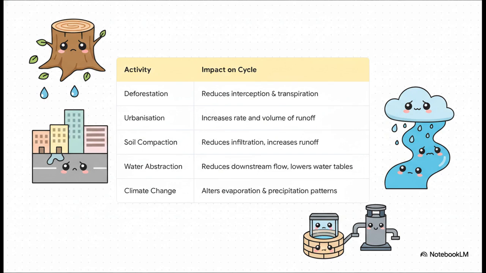This table gives us a great snapshot of the main ways we interfere. Deforestation means less water is caught by leaves and released by trees. Building cities creates surfaces that water can't soak into, and abstracting water means we're literally pulling it straight out of rivers and the ground. Every single one of these actions is tipping those natural scales.